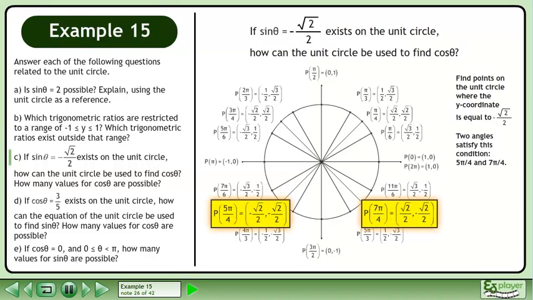Two angles satisfy this condition, 5 pi over 4 and 7 pi over 4. Therefore, there are two possible answers for cosine theta. Cos theta equals -√2 over 2 from the point at 5 pi over 4, and cos theta equals √2 over 2 from the point at 7 pi over 4.